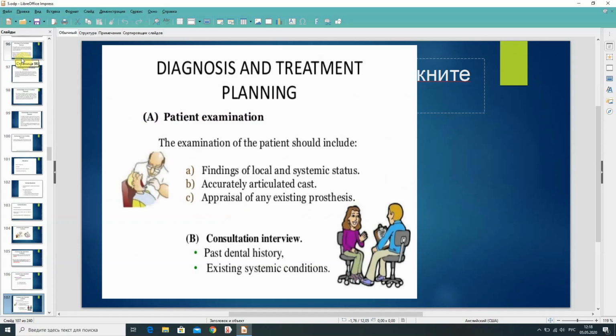Patient examination. The examination of the patient should include findings of local and systemic status, accurately articulated casts, appraisal of any existing prosthetics, consultation, interview, past dental history, existing systemic conditions.